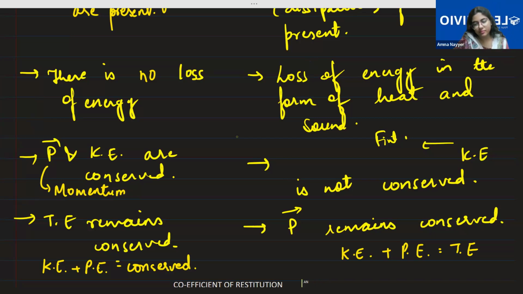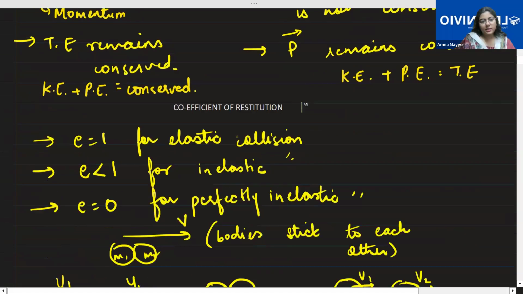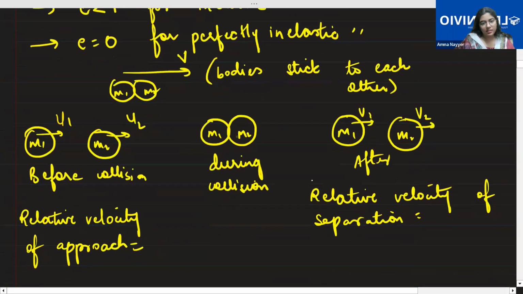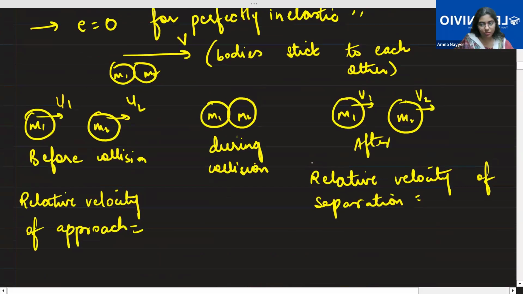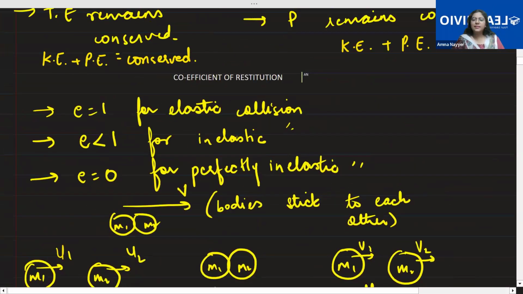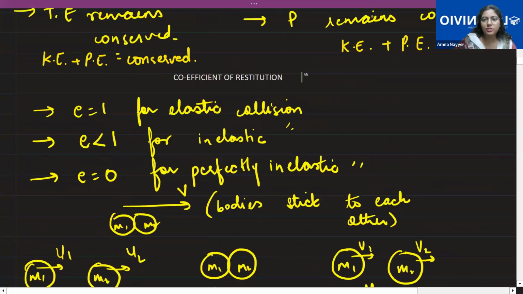Ma'am, it is the ratio of relative velocities, of relative velocity of separation to relative velocity of approach in case of collision between two objects. Separation by approach. Okay, I'll discuss it. It will give you a revision.